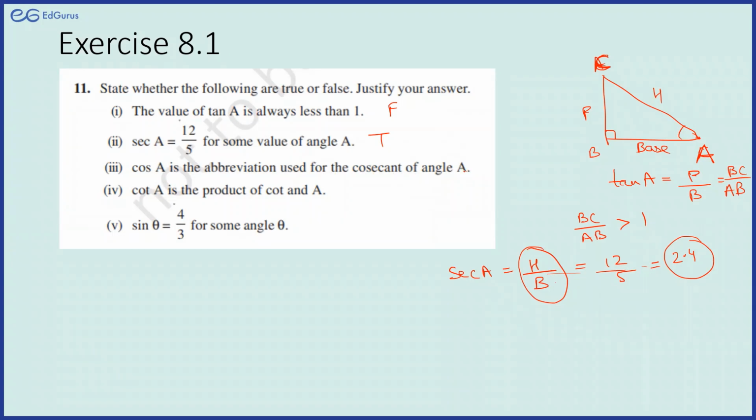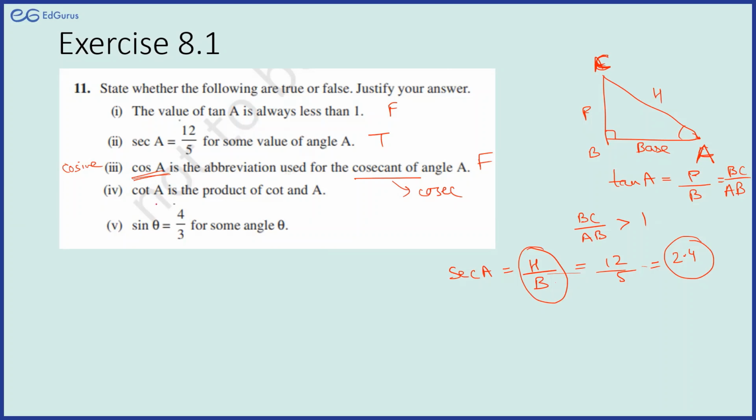Now, cos A is the abbreviation used for cosecant of angle A. Is this true or false? Is cos A the abbreviation for cosecant? Cos A is the abbreviation of what? When we say cos A, what does it mean? Cosine. Right? It does not mean cosecant. Cosecant is cosec. So this is false. Cos A is the abbreviation of cosine, not of cosecant.